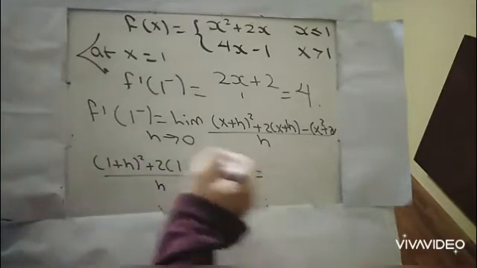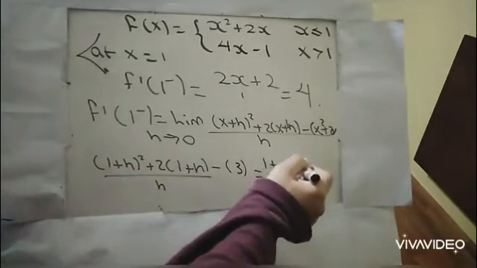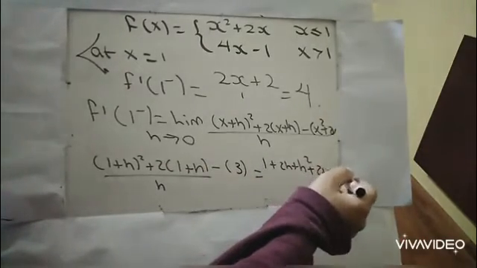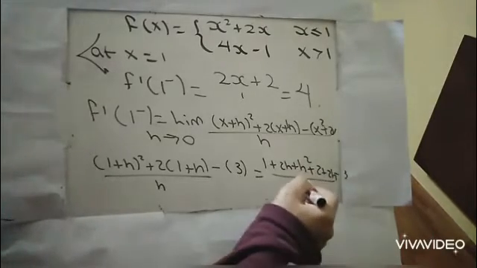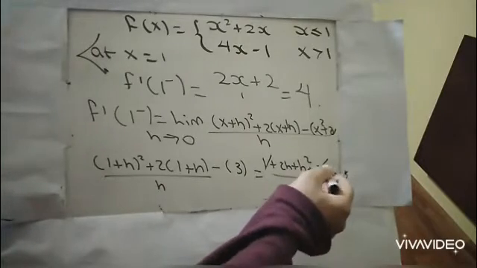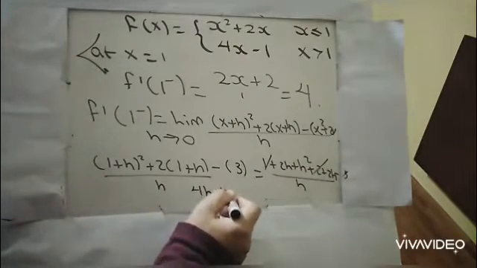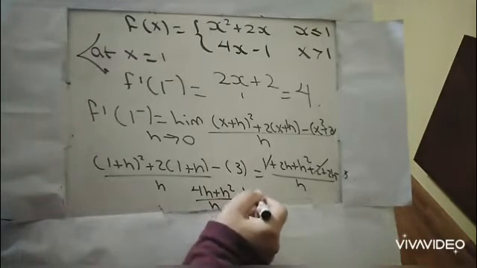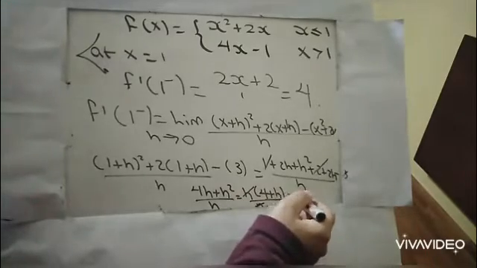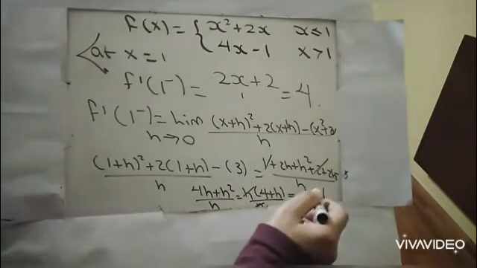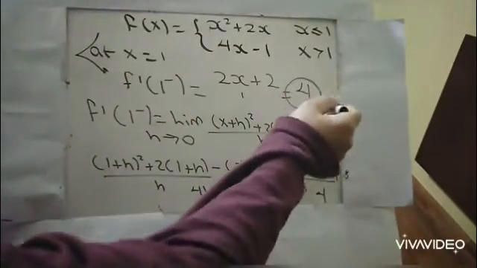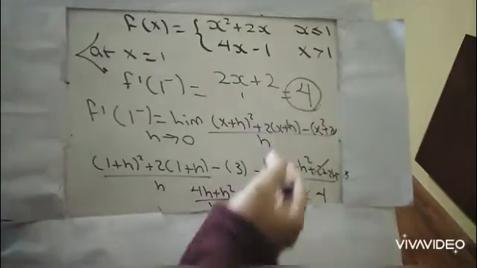By expanding this bracket, it will be 1 plus 2h plus h power 2, and 2 times 1 equals 2, plus 2h, minus 3, over h. Now 1 plus 2, 3, and 3 minus 3, 0. 2h plus 2h is 4h, plus h square, over h. I will take h as a common factor. It will be h times (4 plus h) over h, and it will be 4 plus 0 equals 4. So f dash 1 positive equals f dash 1 negative equals what? 4. So it's differentiable and it's equal to 4.